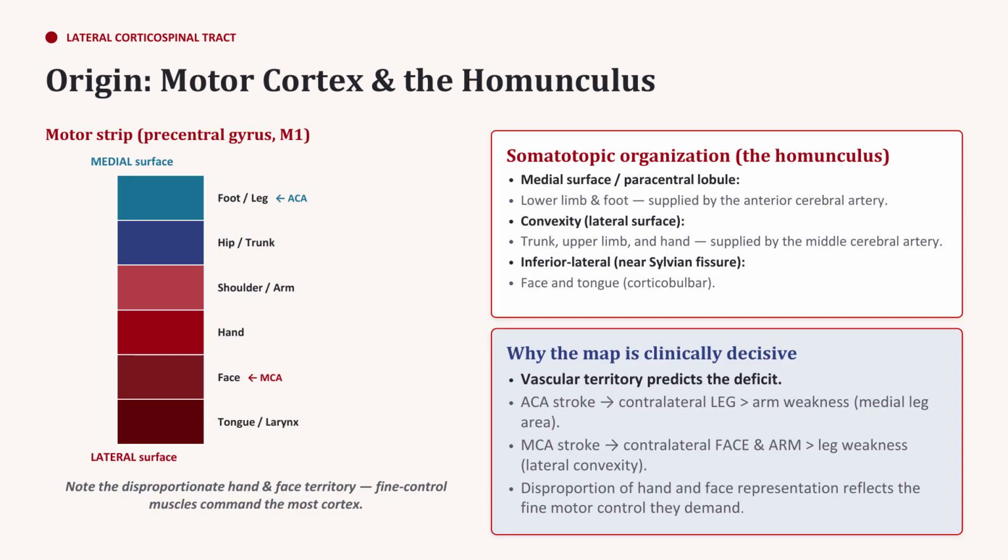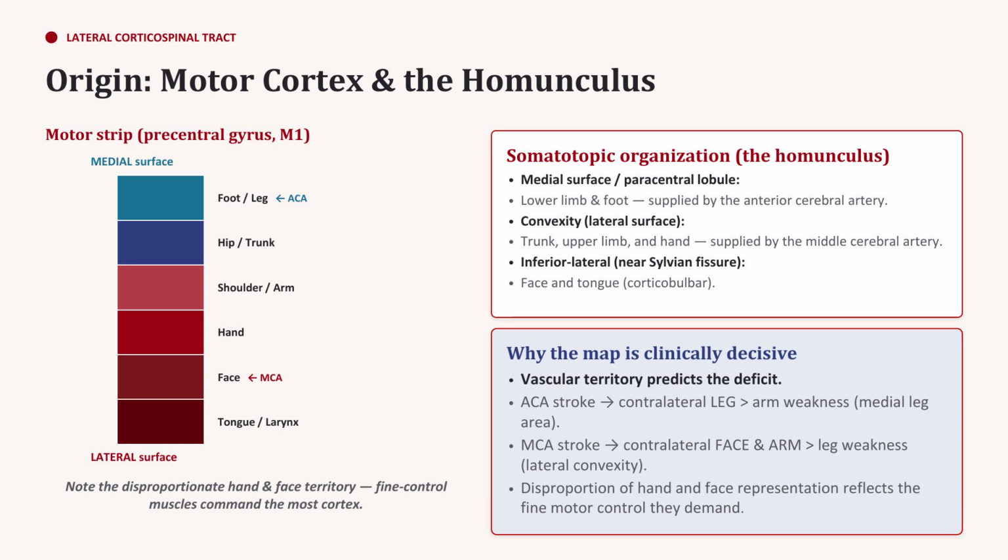The corticospinal tract begins in the motor cortex, which is mapped somatotopically as the motor homunculus. Two features of that map do real clinical work. First, the body is laid out with the lower limb on the medial surface, curling down into the interhemispheric fissure at the paracentral lobule, and the face and hand on the lateral convexity. Second, the map is grotesquely distorted. The hand and face occupy enormous territory because they demand the finest fractionated control.